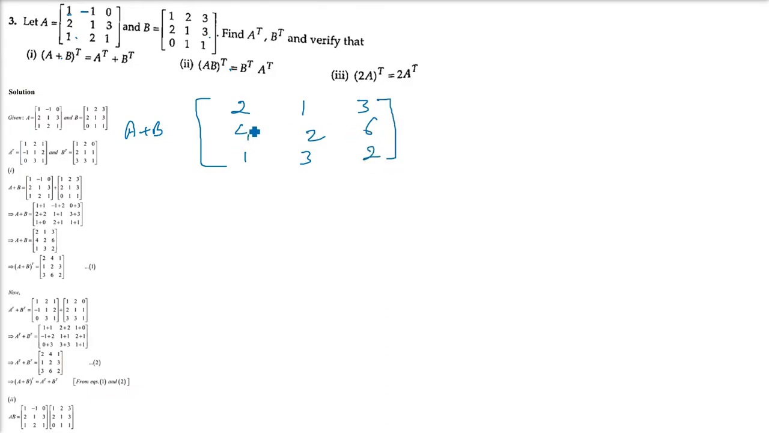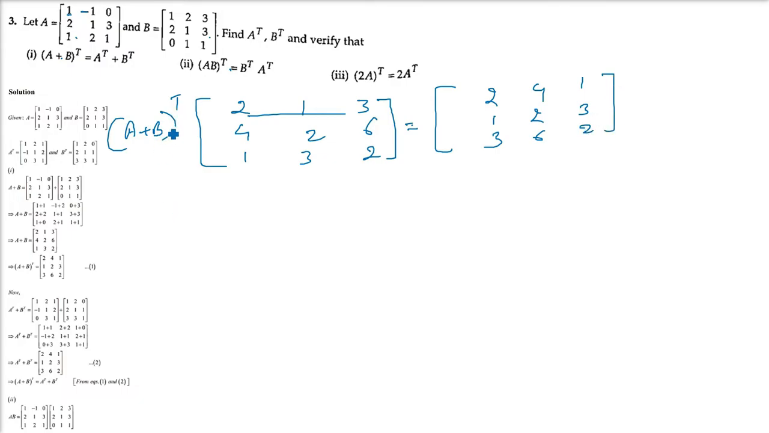Okay. Now we need to do the A plus B transpose. Let us do the transpose, rows to columns. 2, 1, 3 will become a column. 4, 2, 6 is a row, so it will become a column. And 1, 3, 2 will become a column. So this is A plus B transpose.